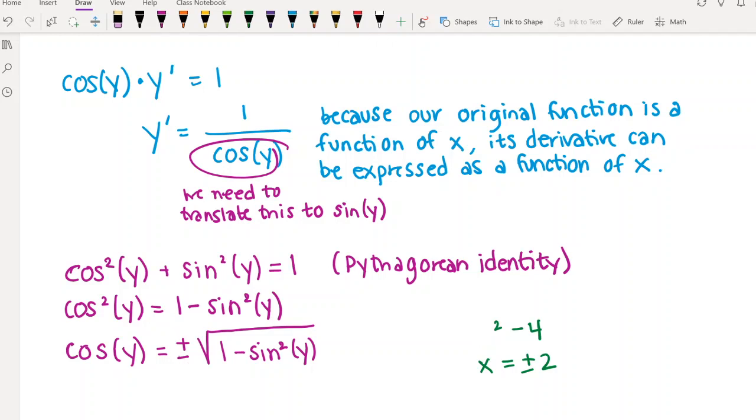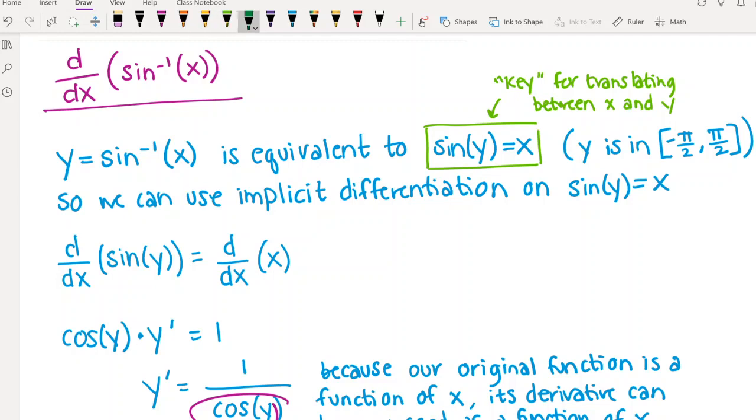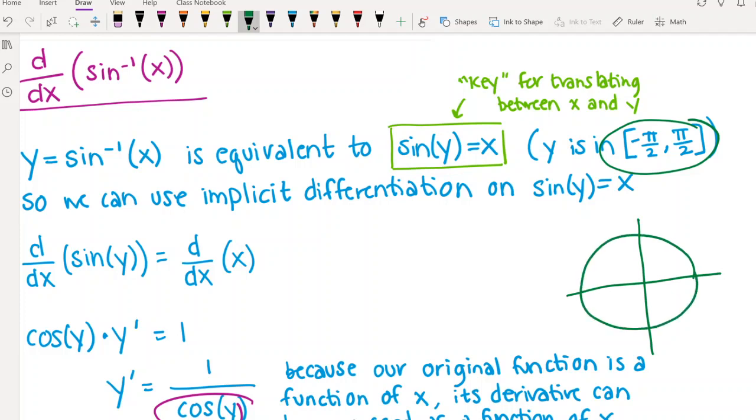However, we can narrow this down because we know something about y. Remember, we originally said that our angle y has to be in this interval. If y is between negative pi over 2 and pi over 2, let's think about what that looks like. That means y is an angle in this part of the unit circle. In that part of the unit circle, cosine is always going to be positive, because cosine is the x coordinate of the terminal point when you're on the unit circle.